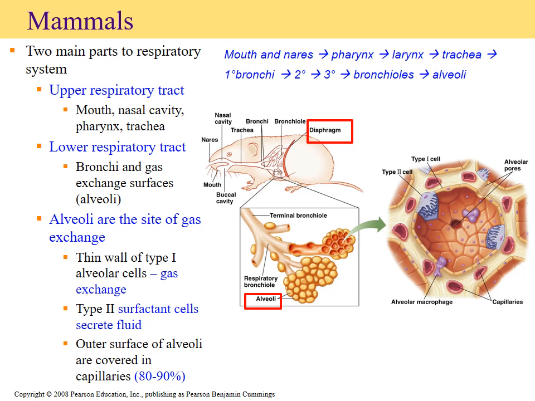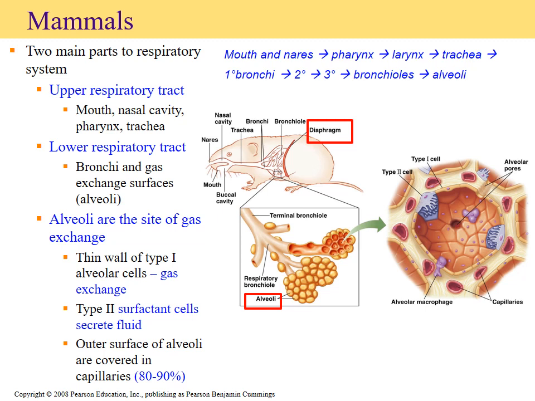And then the lower respiratory tract, that's going to be in your thoracic cavity. So that is where we're going to be able to find our lungs, our bronchioles, and our alveoli, which are the functioning units of the lungs. That is where you'll have your actual gas exchange that will come into play.